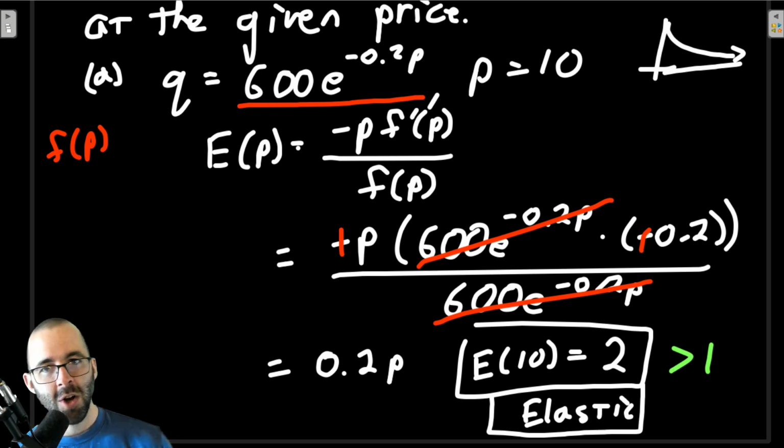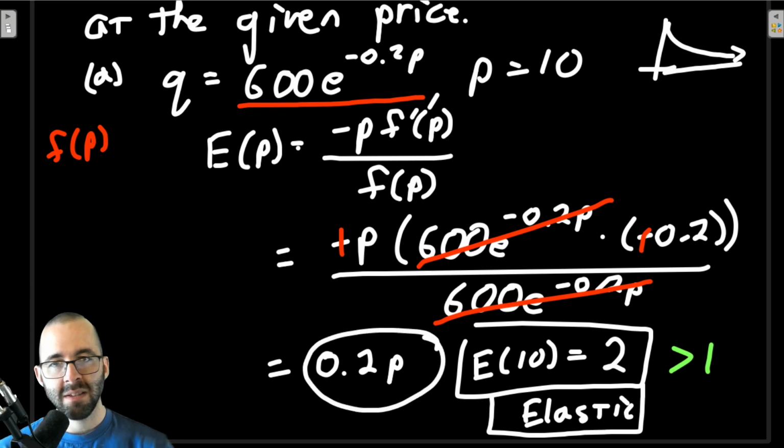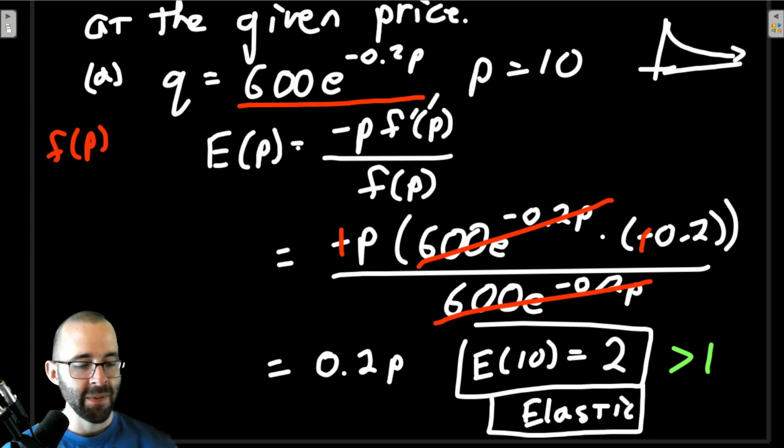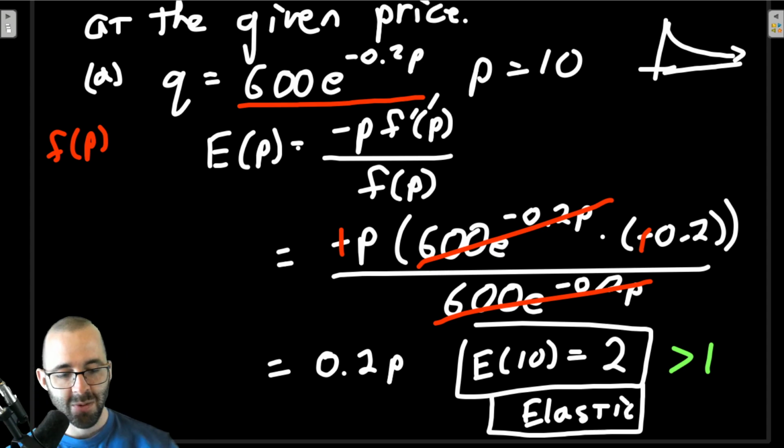We'll also show and talk about how we want the elasticity to be 1 to maximize our revenue. We should actually be charging $5 here. But anyway, that's the future. We're just focusing on the calculations in this video. We'll talk more about what it means in the next one. All right.